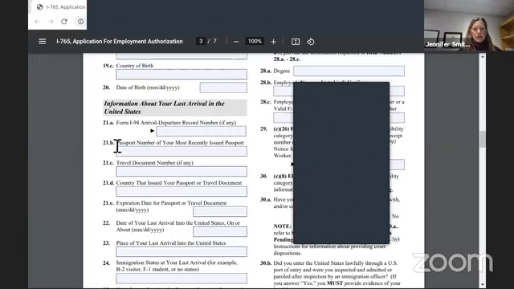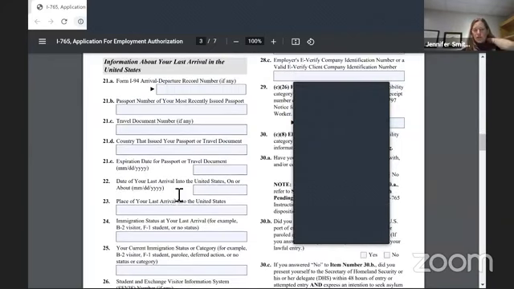In question 21, you're putting information about your current passport. En las preguntas de 21 pone información sobre su pasaporte vigente, número, país y fecha de expiración.